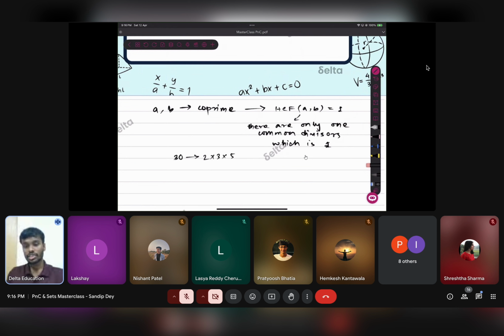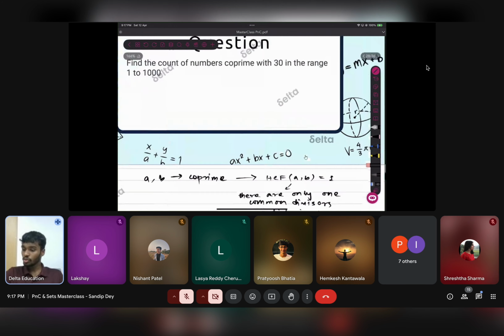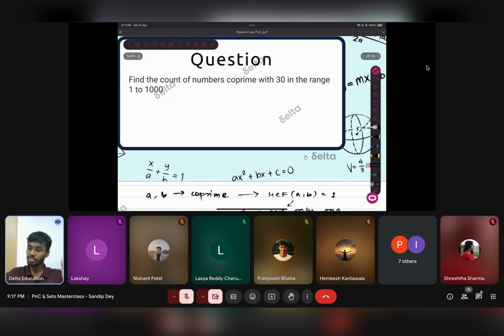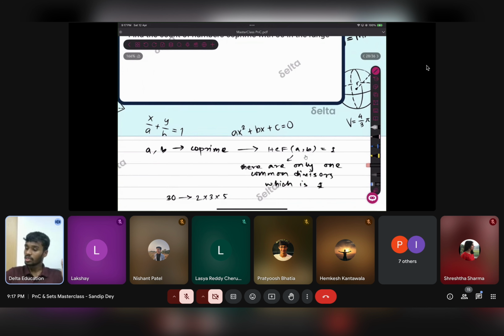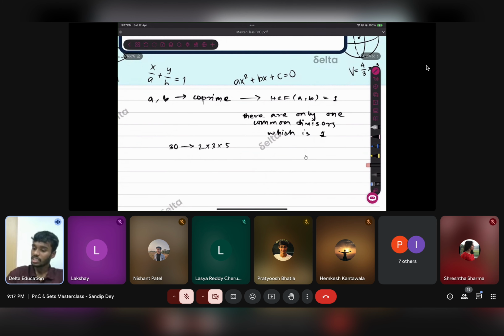They should not get divided by any of them, because if they get divided by 2, let's say there is a number, say 4. If 4 is getting divided by 2, I know that 2 is a number that can divide both 30 and 4. So I don't want all of this. I want all those numbers whose HCF with 30 is 1, right? So I want all those numbers which are not divisible by 2, not divisible by 3, and not divisible by 5.